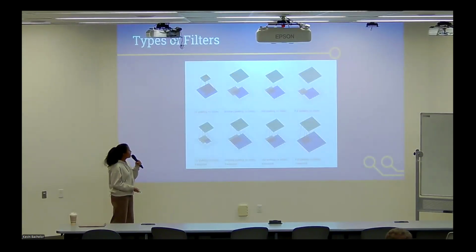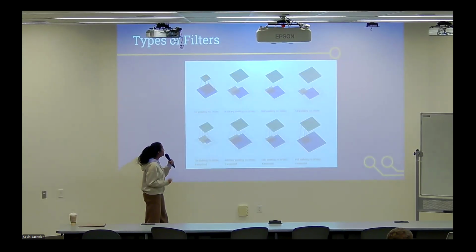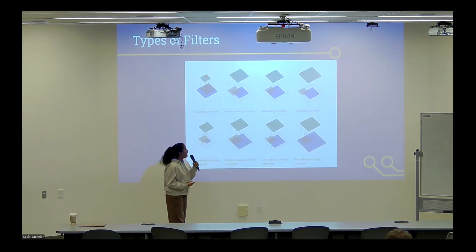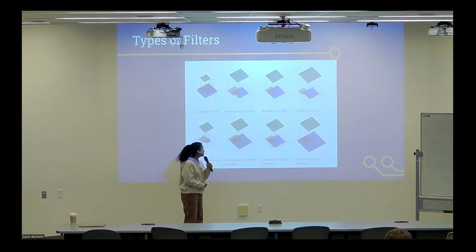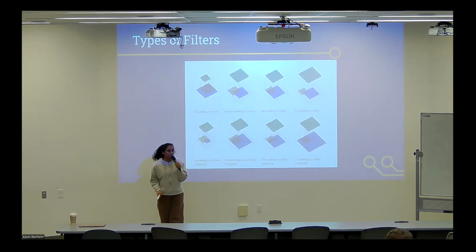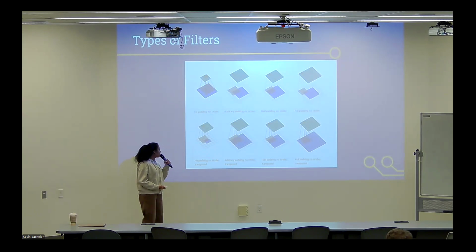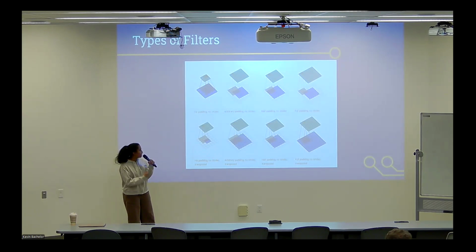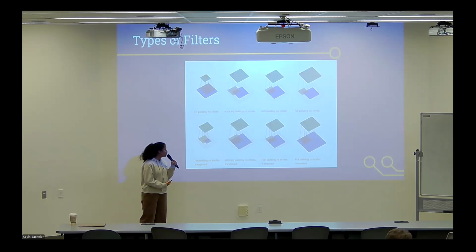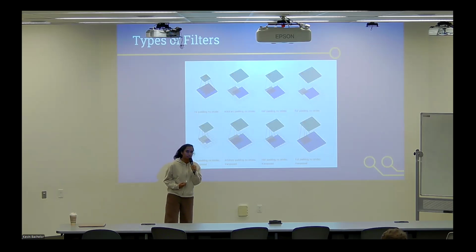So these are just some different types of filters. You can have no padding and no strides. You could have random padding and no strides, half padding and no strides. There's various different ways. You guys can definitely learn more about this. There's also arbitrary padding, no strides, and also transpositions. So there's a lot of different filters that you guys can use.